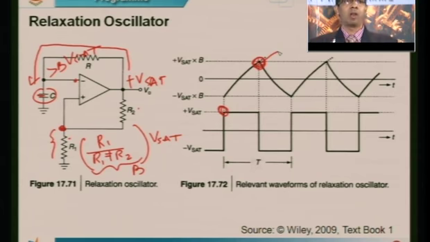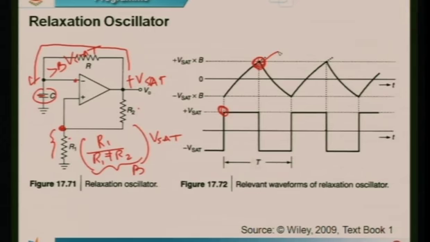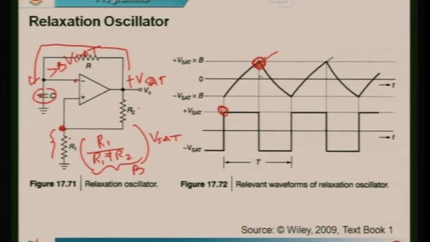The input at the non-inverting pin is B times Vsat. Now the input at the inverting pin is going beyond that. The moment it goes beyond that, can the comparator or the op-amp not switch the output? Yes, it does, and it switches to minus Vsat. So the moment the capacitor voltage increases beyond that, the output falls to minus Vsat.